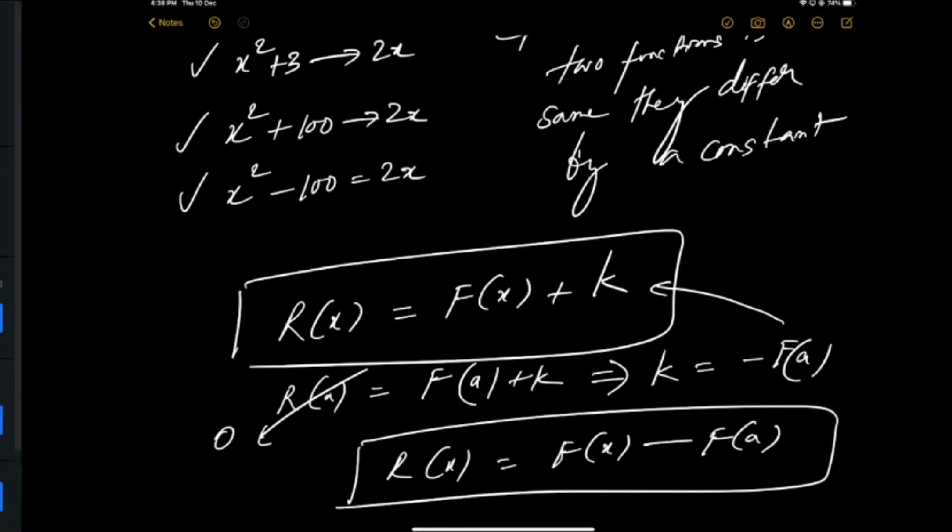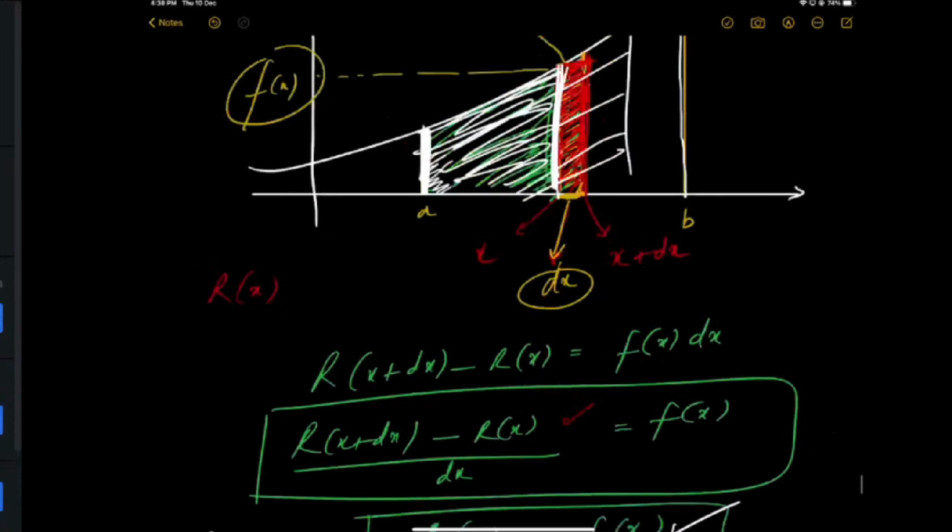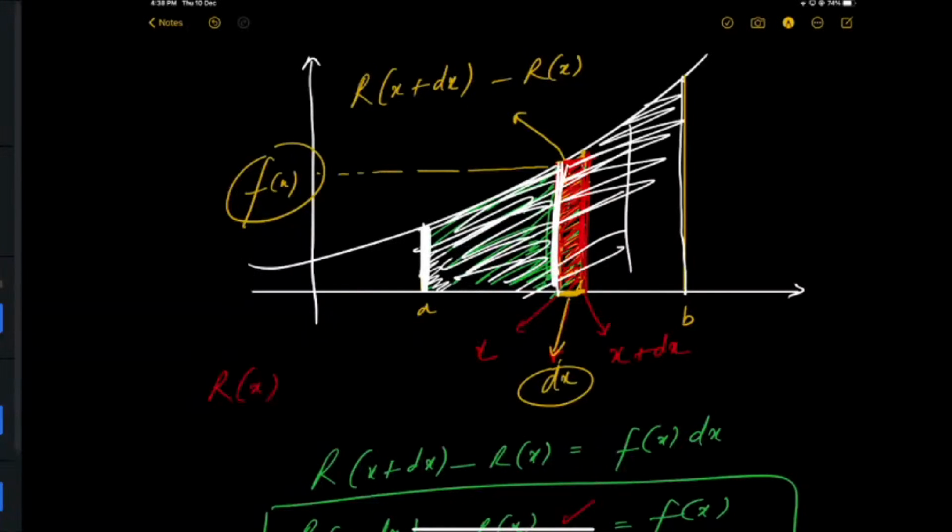Correct? Now, what do we need actually? We need the area between a and b. I need this full area, right? For that, what should I use? R of b. Now my aim is to find r of b. That is what the integral is, right? It is the area bounded by x equals a, x equals b, the curve and the x-axis. So I need r of b. That is my ultimate aim.